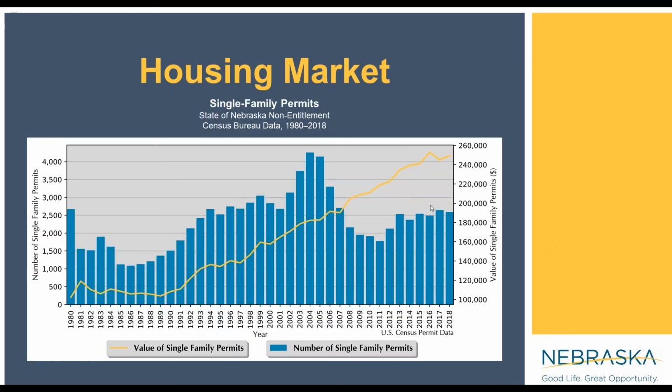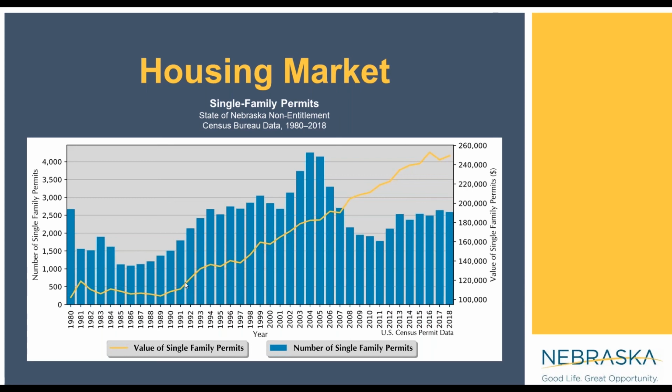Anytime that you want to build a new house, you file a permit with the local jurisdiction where you're building it, and the census collects that data and makes it available for analysis. These are single-family building permits from the United States Census. The blue bars are the permits. The yellow line is the actual value that you write down on the permit.